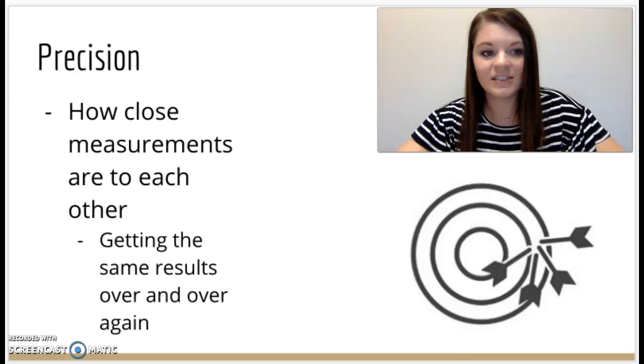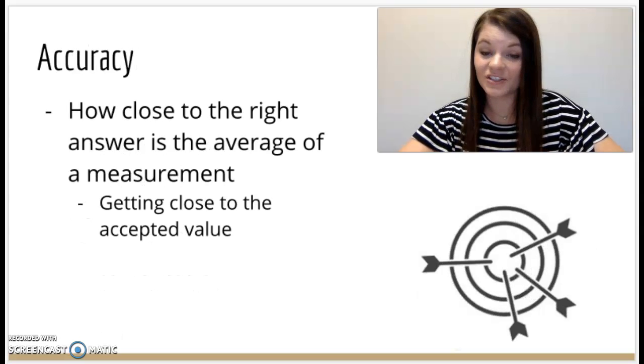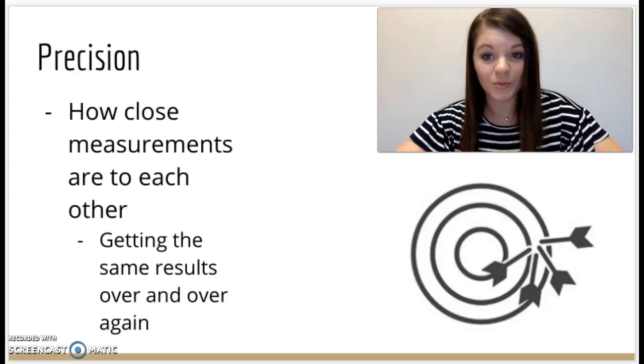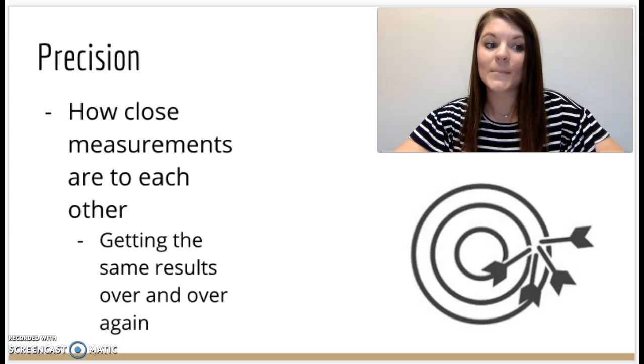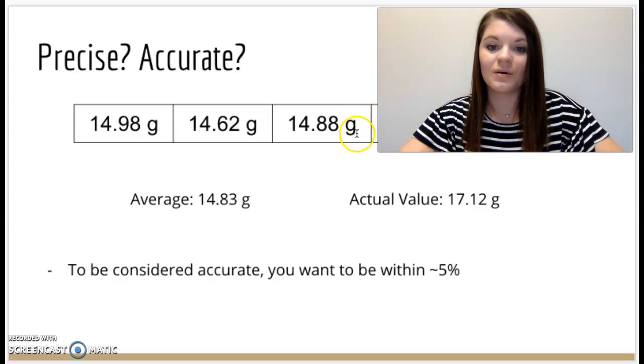Okay, so accuracy is how close to the accepted value or the right answer you are, and precision is how close your values are to each other. Okay, so we won't necessarily be using bullseyes. So why is this important? Well, precision and accuracy come in when we come to measuring.